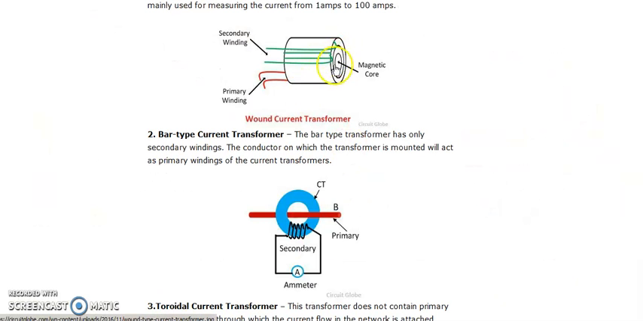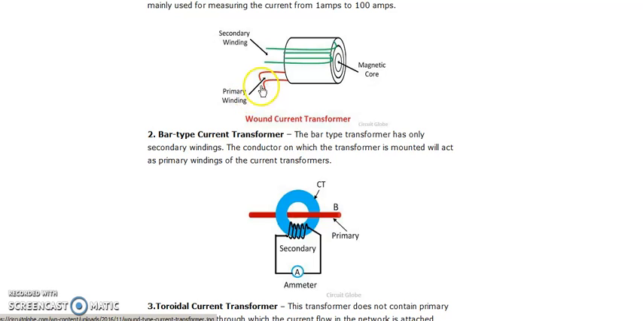You can see this is the magnetic core and this is the diagram of your wound current transformer, and over this I am going to wound the primary winding as well as the secondary winding. Again, the primary winding is connected in series with the conductor where your measured current is going to be measured. Okay, that is with the conductor carrying the measured current. And in the secondary winding you can have any step down value of the current.